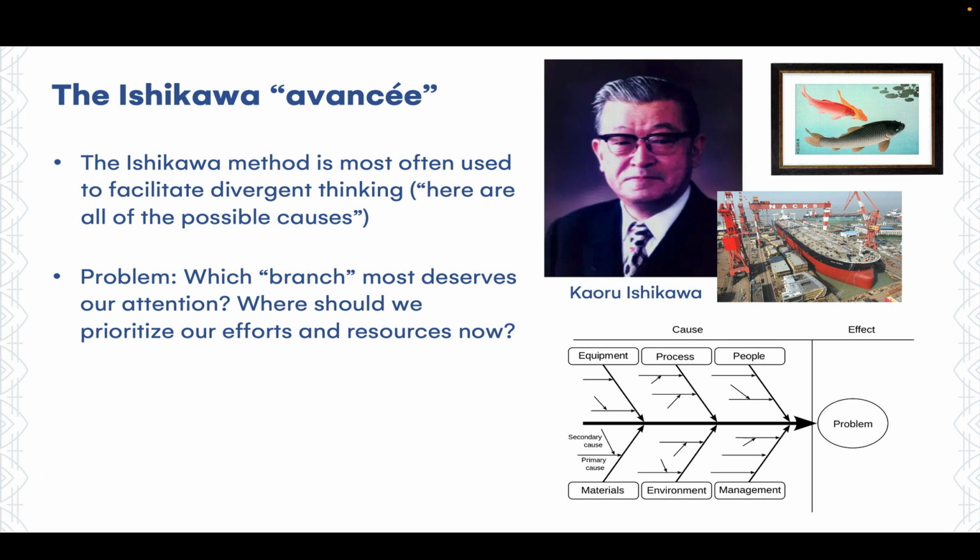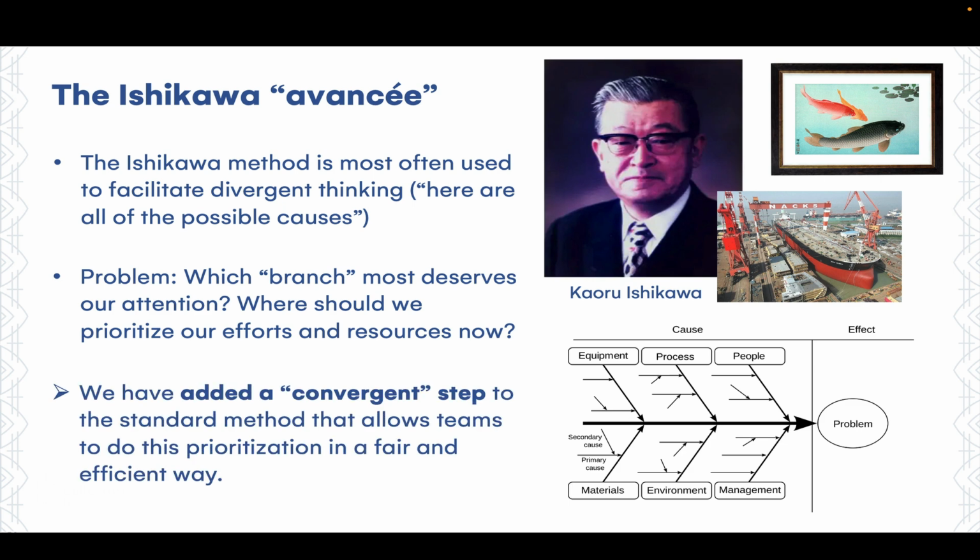But at least the standard approach to Ishikawa doesn't solve this problem, which is how do we prioritize? Which of these branches most deserves our attention? Where should we prioritize our efforts and resources right now in the near term? So at SCI, we add a convergent step to the process that uses the intelligence of the team to prioritize potential entry points, subcauses or causes, in a fair and efficient way, using a little voting step that I'll show you in a moment.